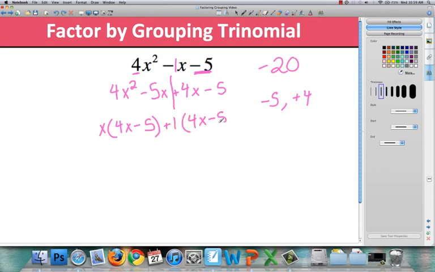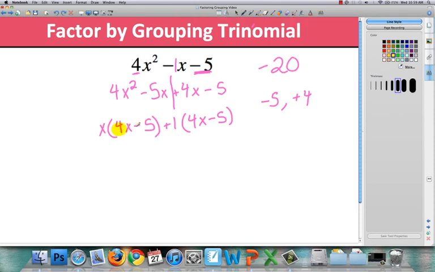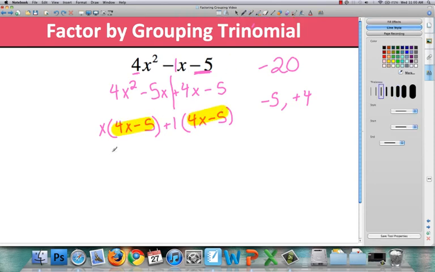And every time we do factor by grouping, you should always have that common factor. And in this case, it's 4x minus 5. So our final answer is 4x minus 5 times x plus 1.